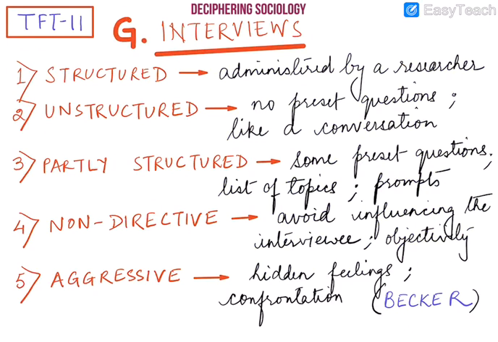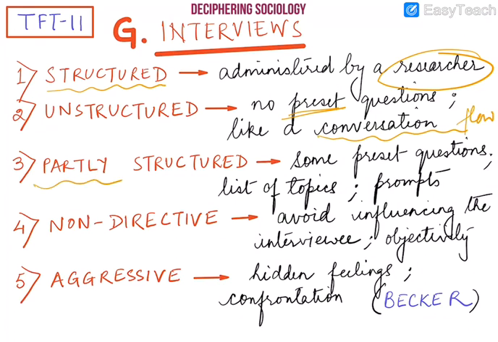The first method that we are going to study is interviews. Interviews, there are different types. The first one is structured interviews. These are questionnaires which are administered by the researcher. These are under the supervision of a researcher and therefore they are structured. They follow a particular direction. The second type is unstructured interviews. They do not have preset questions and are more like a conversation, flows.